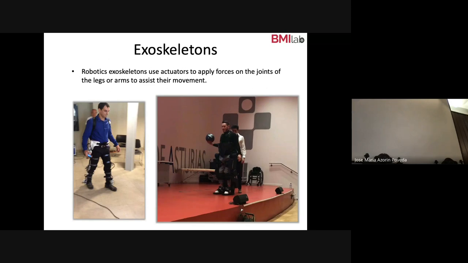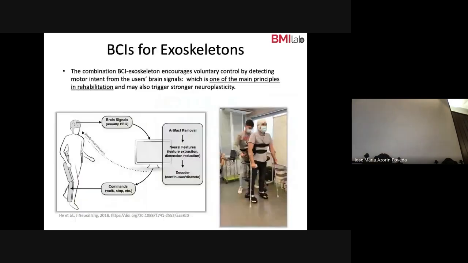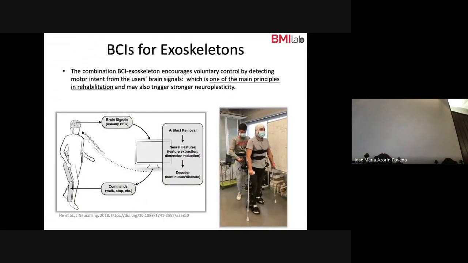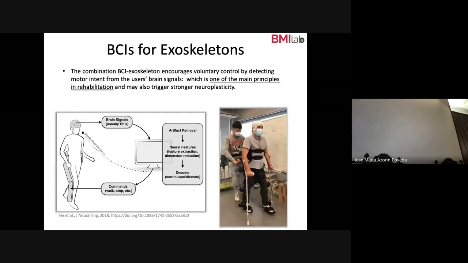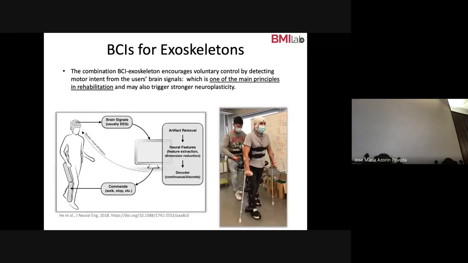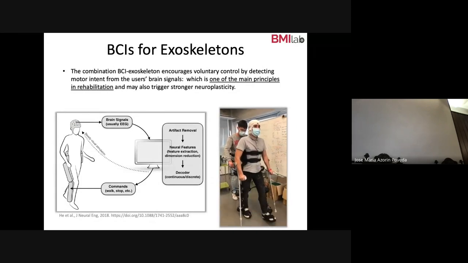But in this case, what we are trying to do is to emulate the traditional rehabilitation. I mean, again, we are moving, for instance, the leg of the person in order to promote the neuroplasticity of the brain. But this is, in the end, the traditional rehabilitation approach. We are not doing anything new. So what we think would be better for the patient would be to try to combine brain-computer interfaces with exoskeletons.